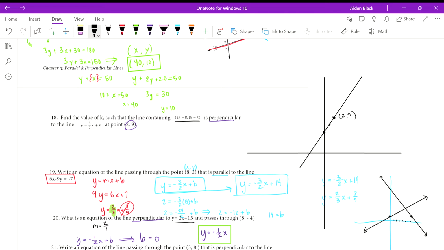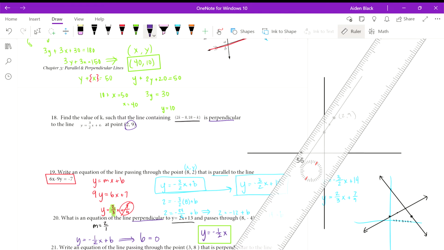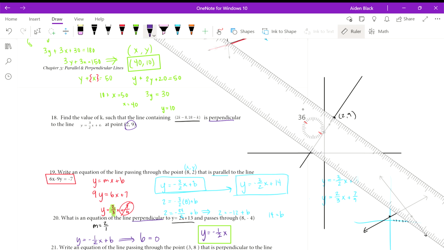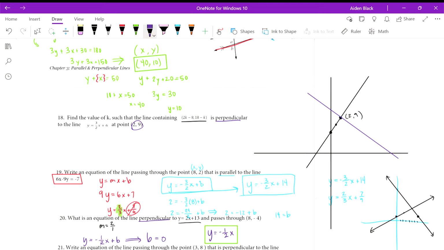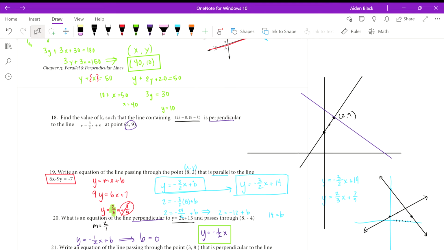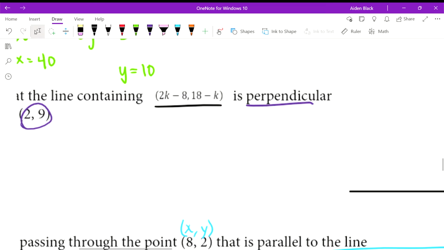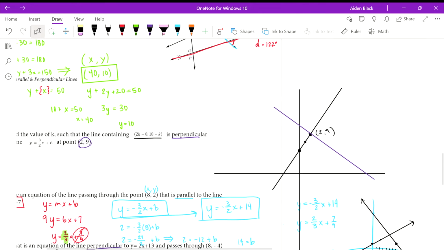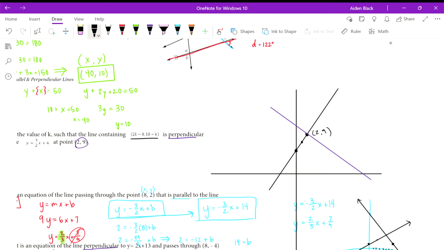We need a line that's perpendicular to it, so I'm just going to do a rough estimate. Looks something like this. So we know it passes through (2, 9), but it also passes through that weird point there. I'm just going to put it at a random spot. We'll find out what it really is. I'm just drawing this so we can conceptualize an easier way to solve this problem.